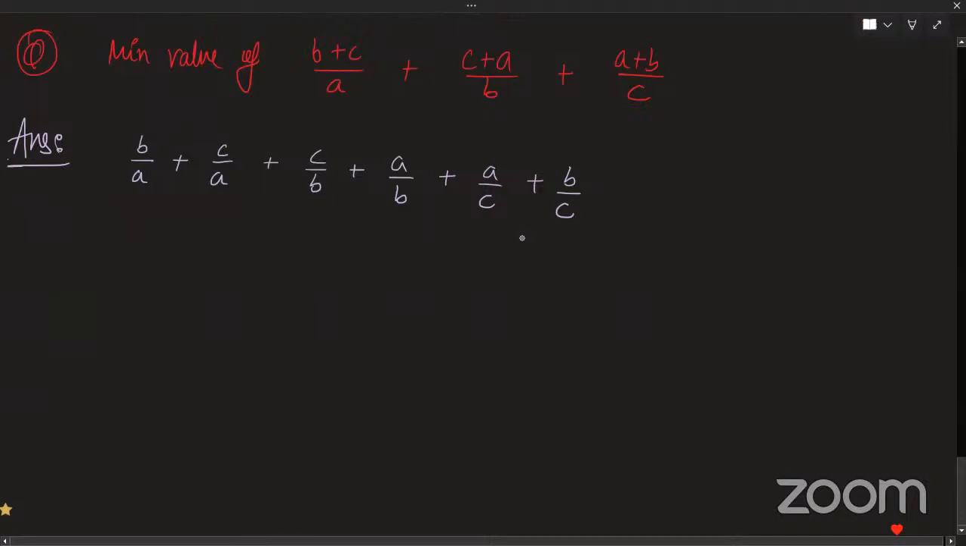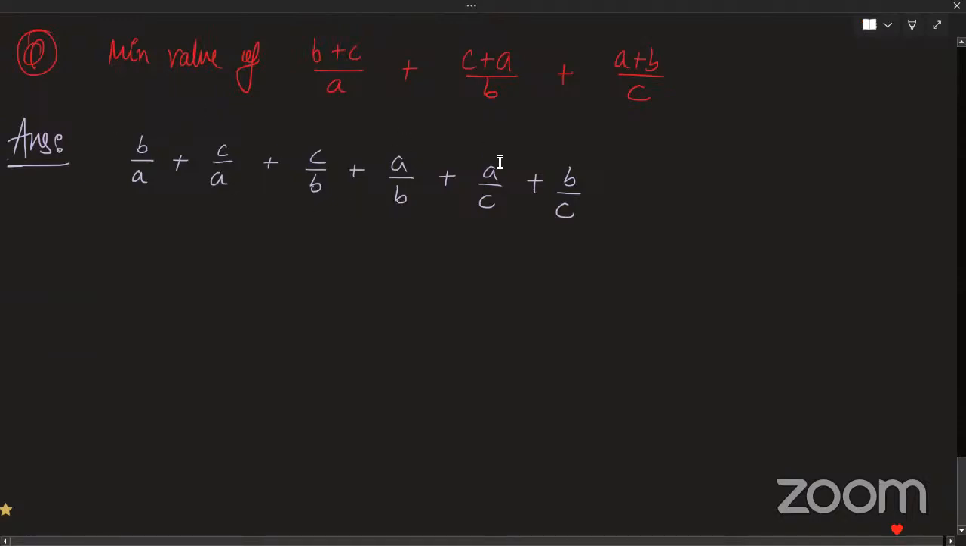Can you see a pattern over here? What is the pattern? They are basically pairs of reciprocal. See, I have C by B over here, I have B by C. I have C by A, I have A by C. I have B by A and I have A by B. So how do I approach this now?